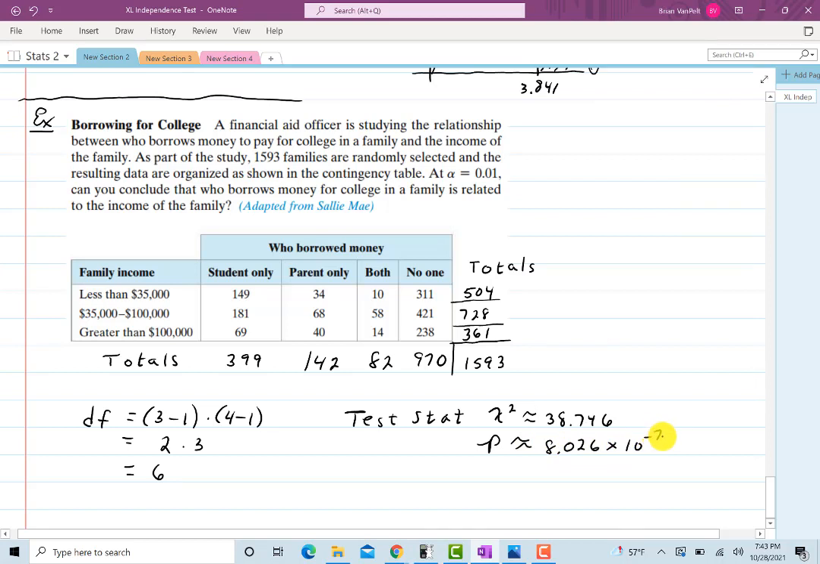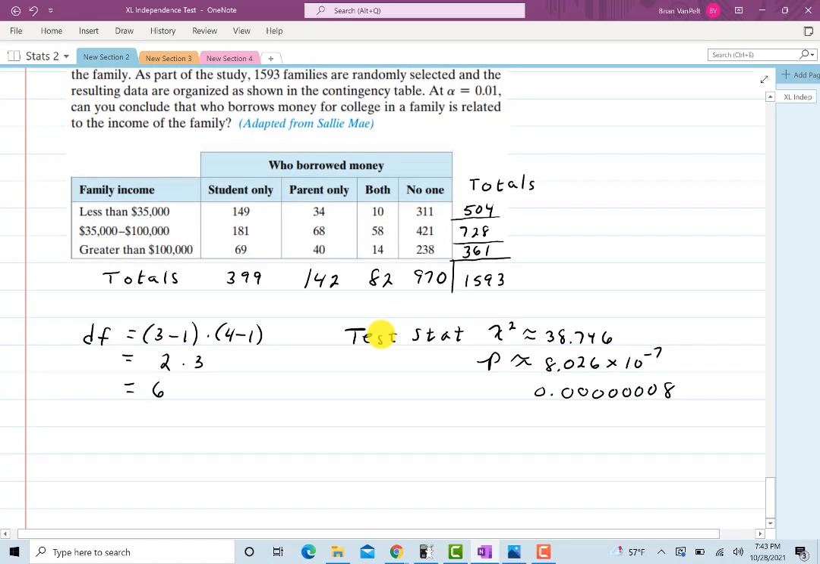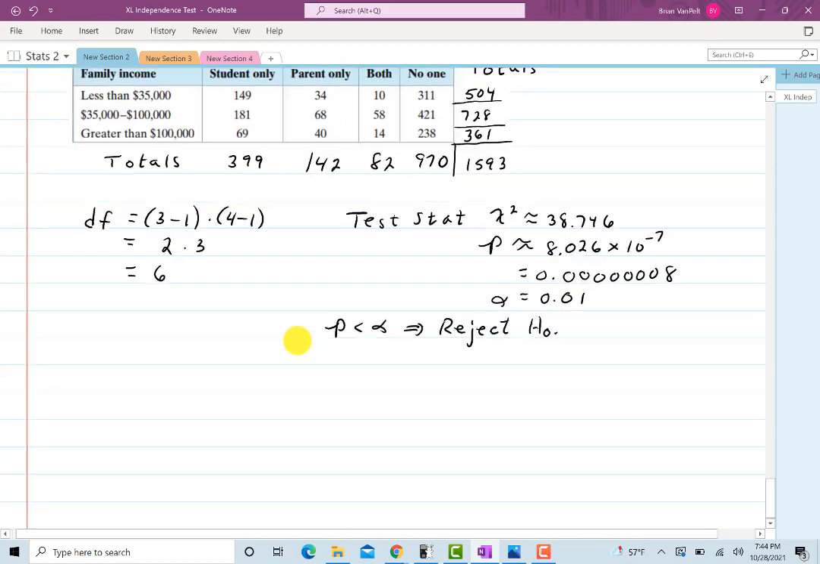And you know how to deal with that by now. So if I just wanted to use the p-value method, remember this is 0.0000008, and alpha equals 0.01. So P is less than alpha, so we reject H naught. We reject H naught.